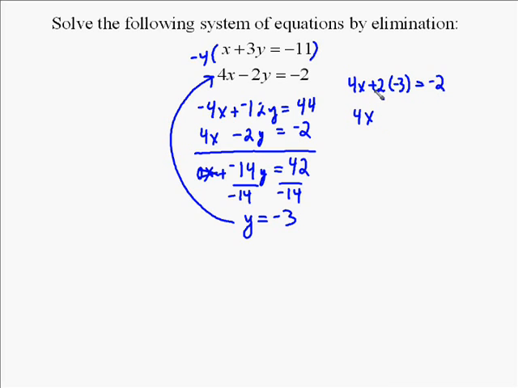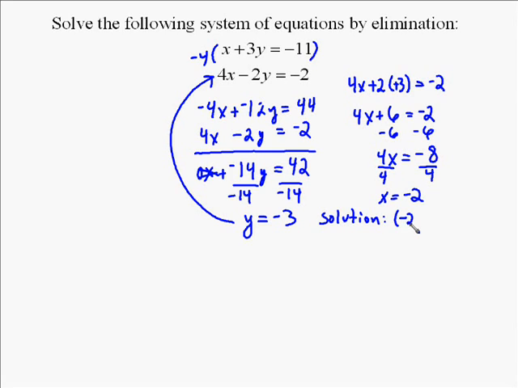So 4x, well, -2 times -3 is a positive 6, and that equals -2. So we'll subtract 6 from both sides to get the 4x by itself. So 4x equals -8. We can divide both sides by 4. We have x equals -2. So now we have x equals -2 and y equals -3, so our solution is (-2, -3).